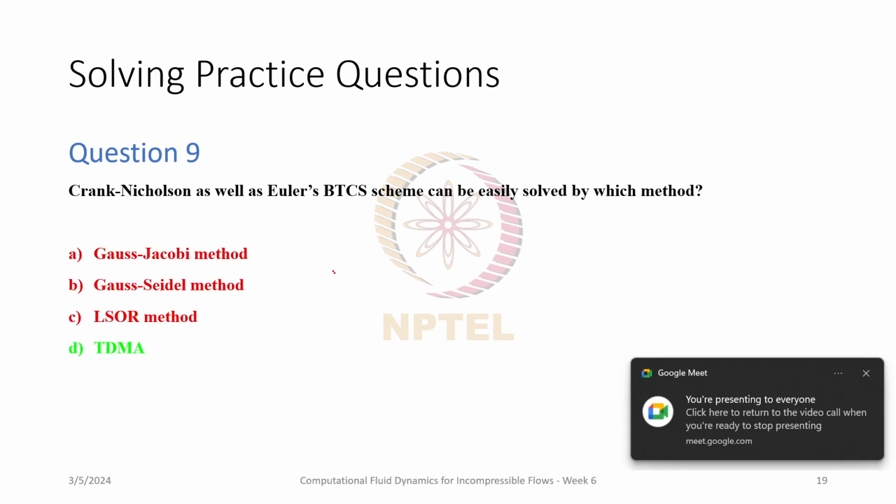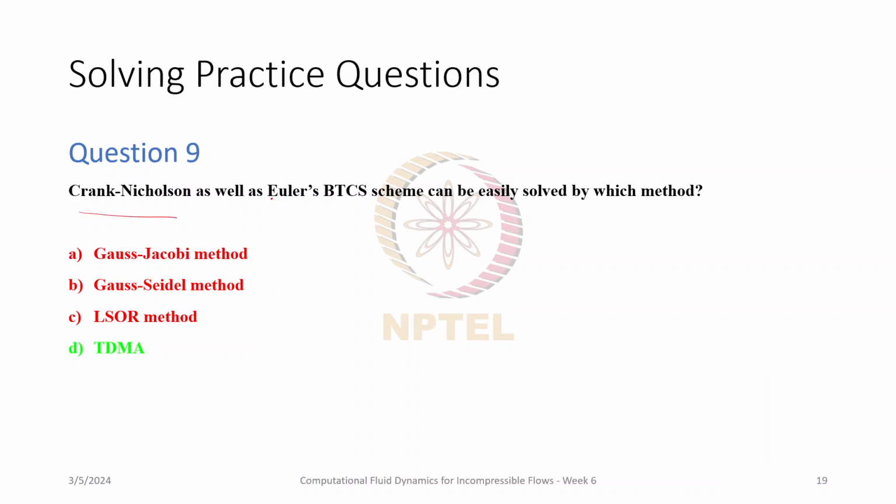It is indeed TDM. So in both Crank-Nicholson as well as Euler's BTCS scheme, these are both implicit or semi-implicit schemes. Crank-Nicholson is actually semi-implicit and BTCS is an implicit scheme. So in that case, we take three unknowns in every equation and we need to solve them in a matrix form because we get multiple such unknowns.